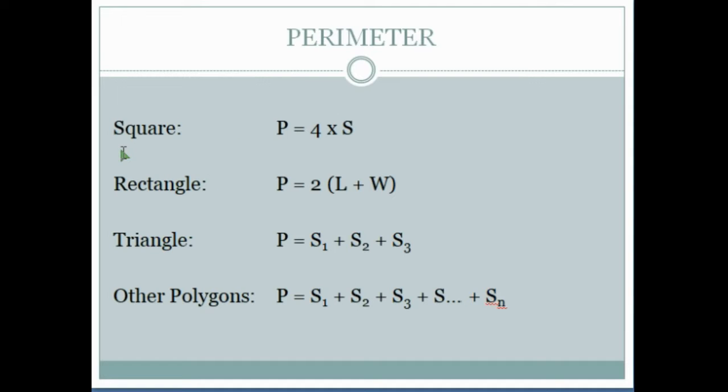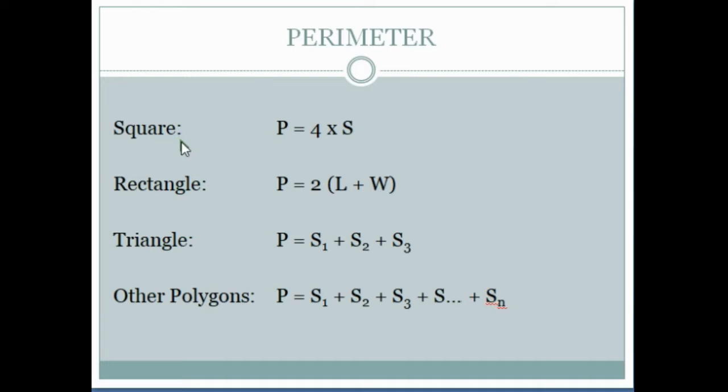So for square, gagamitin natin yung formula na P is equal to 4 times S. For rectangle, we have P is equal to 2L plus W. Triangle is P is equal to S of 1, S of 2, plus S of 3. And for other polygons, we have P is equal to S of 1 plus S of 2, S of 3, and so on until kung ilan yung number of sides na meron ang ating polygon na naka-indicate.